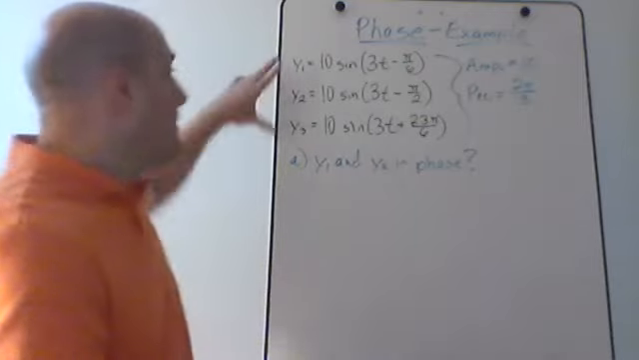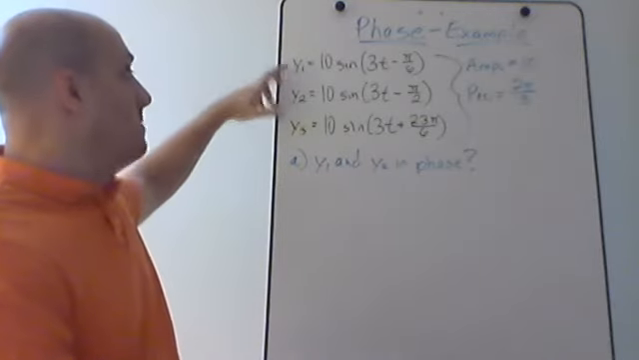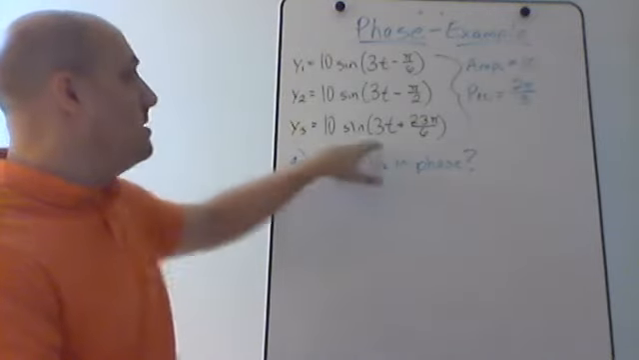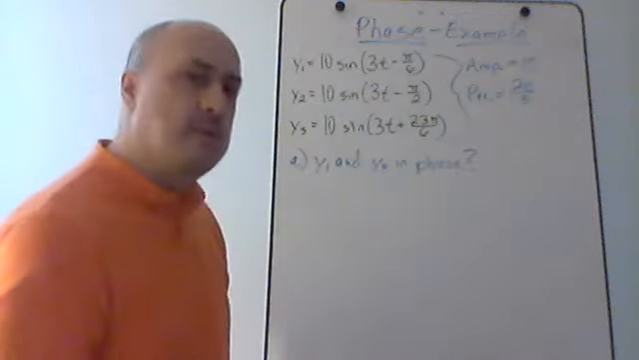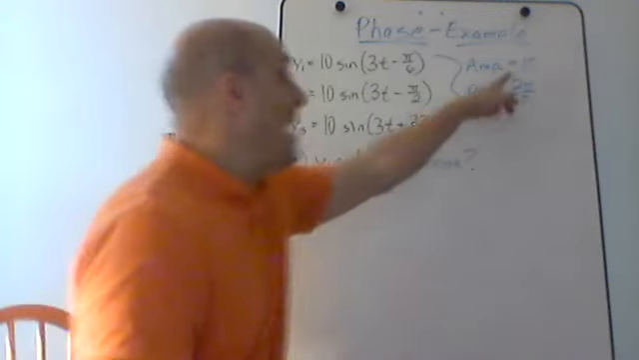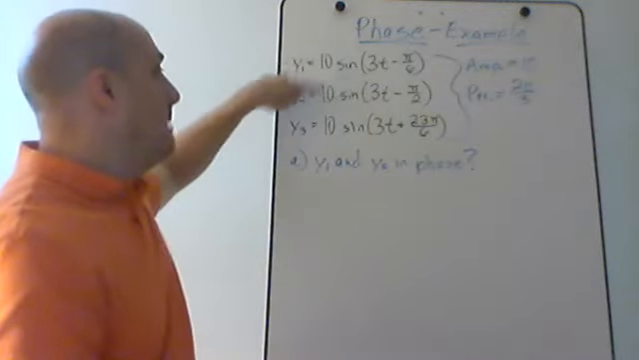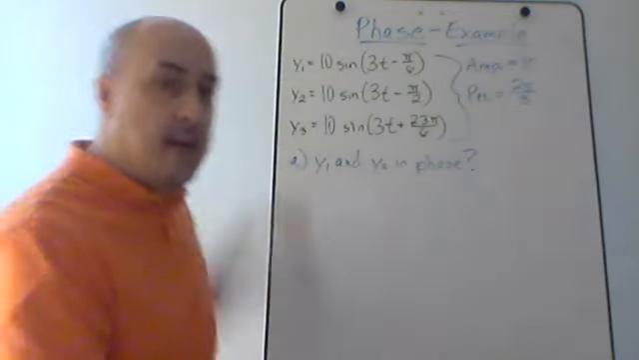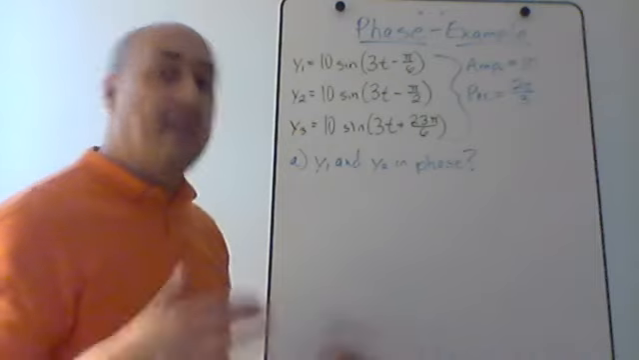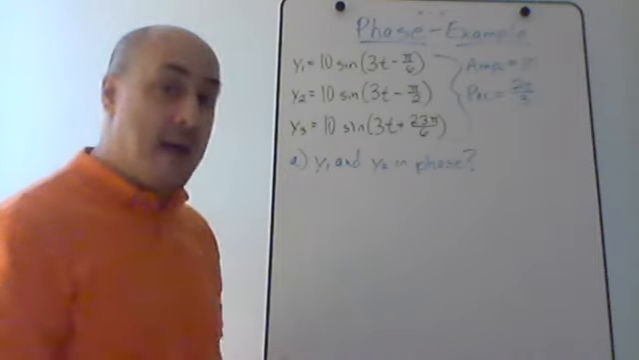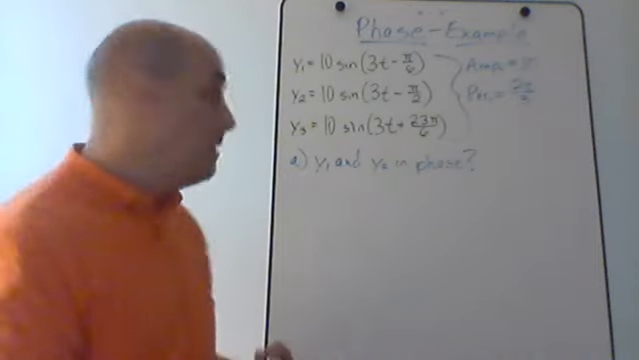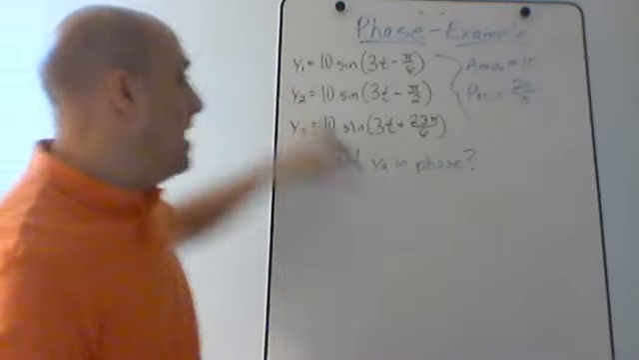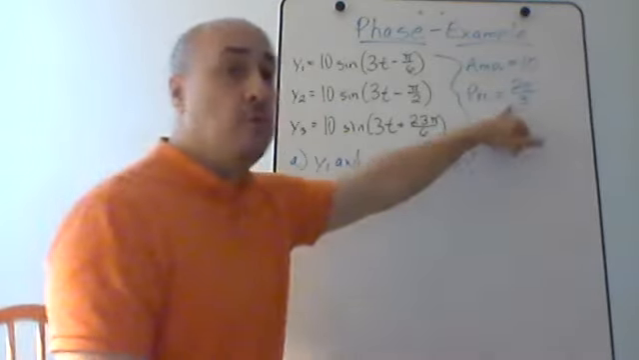For this one, I've given three curves, y1, y2, and y3, and you can see by looking at the equations, they're all pretty similar to each other. They all have the same amplitude of 10. The amplitude is that number in front of the sine function. In order for curves to be in phase, they all have to have the same amplitude and the same period. All of these have the same amplitude of 10. They all have the same period of 2 pi over 3.